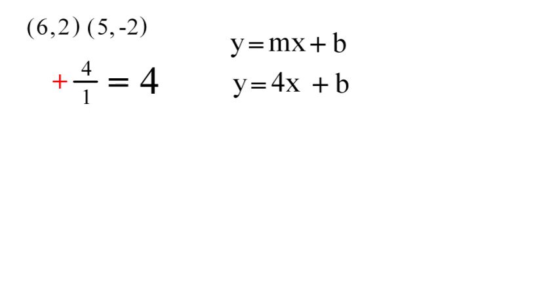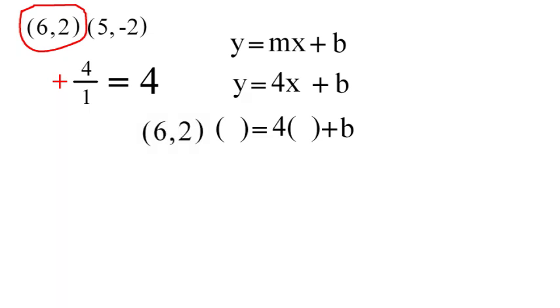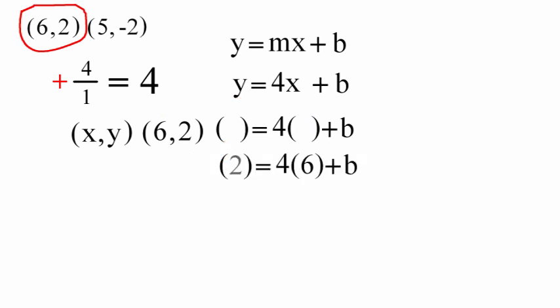Next, we have to figure out what b is. We do that by using one of the points we used to find the slope and temporarily plugging it into the equation. We could use either one, so let's take (6, 2). Remember, an ordered point means the x value is the first number and the y value is the second value. Plug the 6 in next to the 4 and plug the 2 in place of the y.